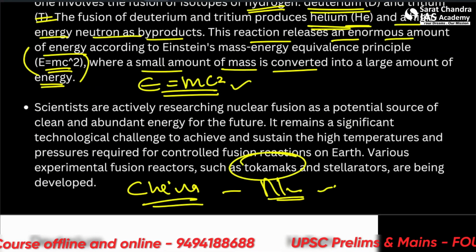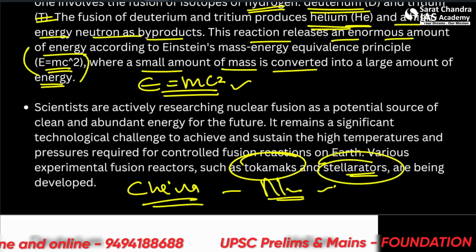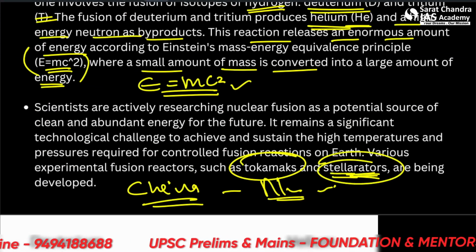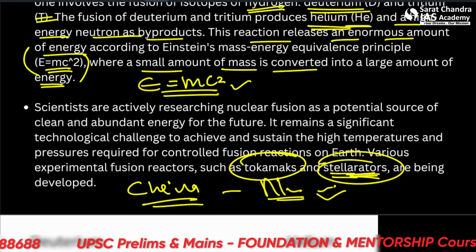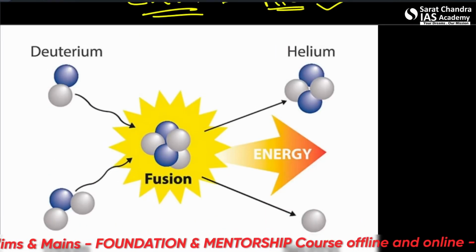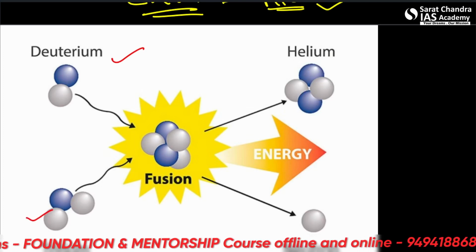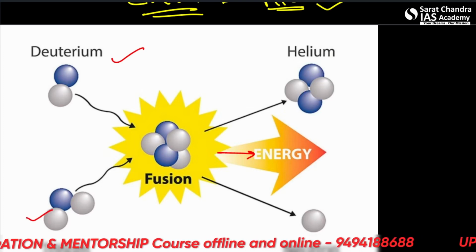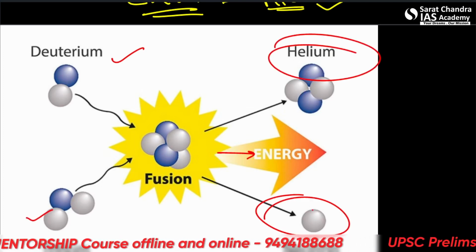Just to read that, tokamak and stellarators. These are both used for nuclear fusion, imitating nuclear fusion. So this is nuclear fusion, you can see here. Deuterium and tritium fuse to release energy, and release helium and a neutron.